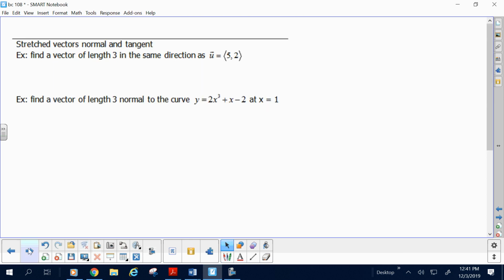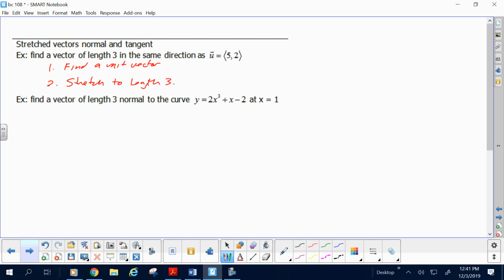All righty. Now, sometimes instead of a unit vector, they want you to shrink it down. So a little something like this: find a vector of length 3 in the same direction as (5, 2). You first find a unit vector, then stretch to length 3. So what's a unit vector in the same direction? 5 over root 29, 2 over root 29. Now how long is that vector? 1. That's 1 unit long.